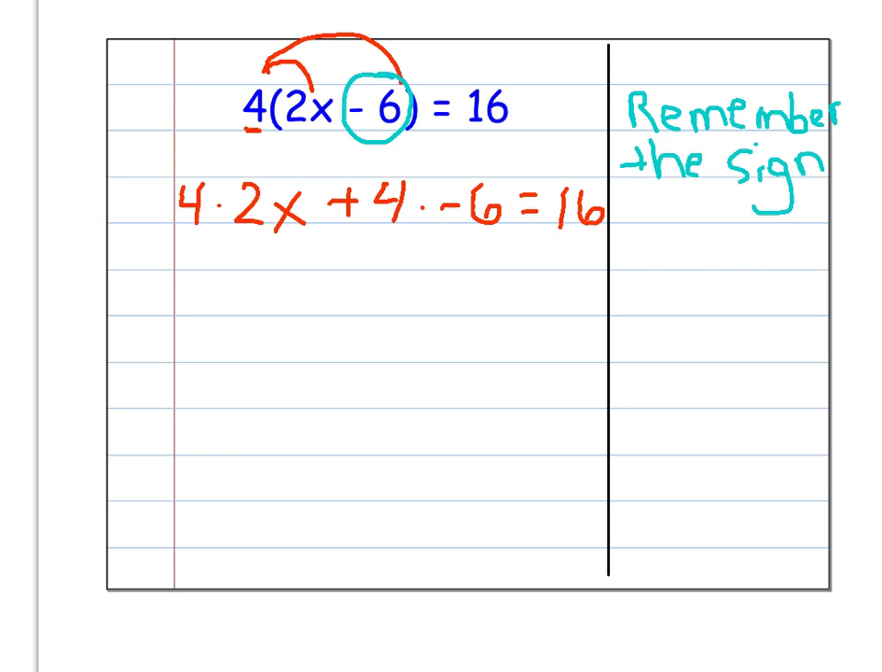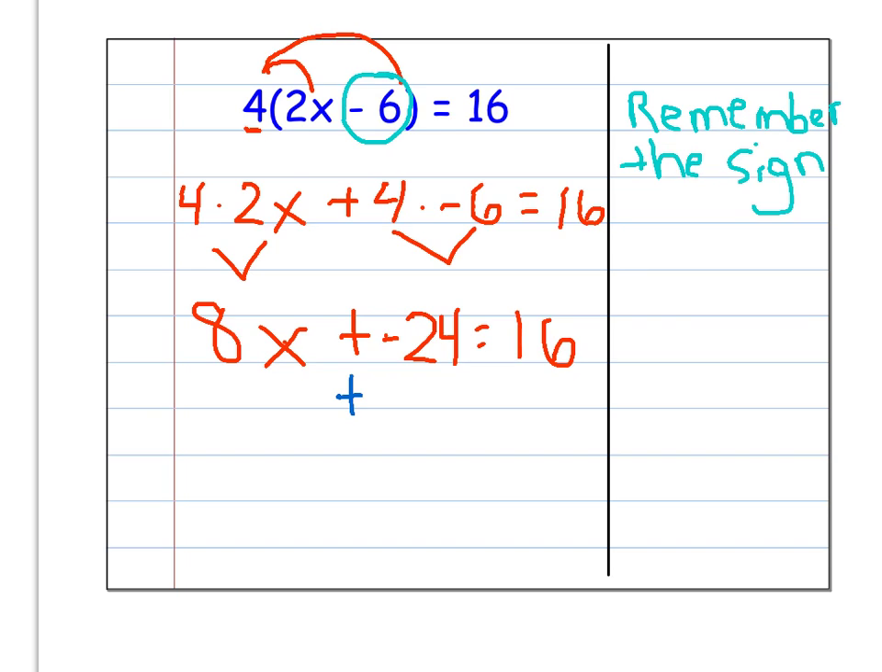So now I can keep going. And if I do 4 times 2x, I'm going to get 8x. And if I do 4 times negative 6, I get negative 24 equal to 16. And now that I've distributed, you can see I just have a regular equation that I'm going to go about solving. So just like we've done, we're trying to get x by itself, so I'm going to get rid of this negative 24 by adding 4 to both sides.